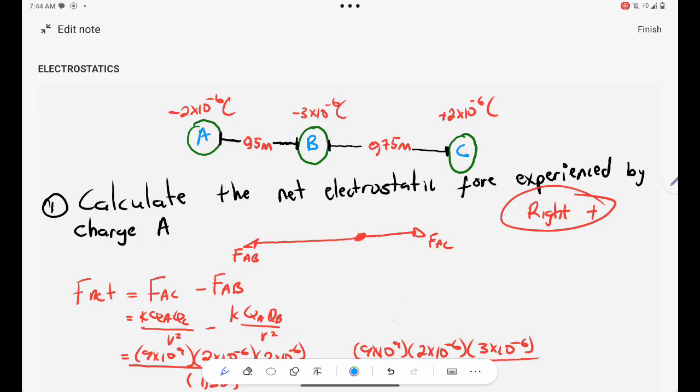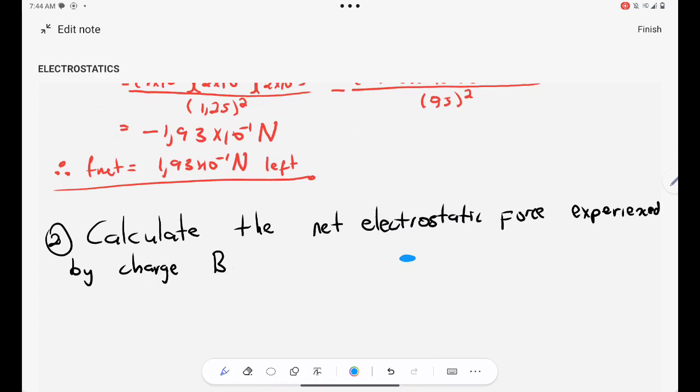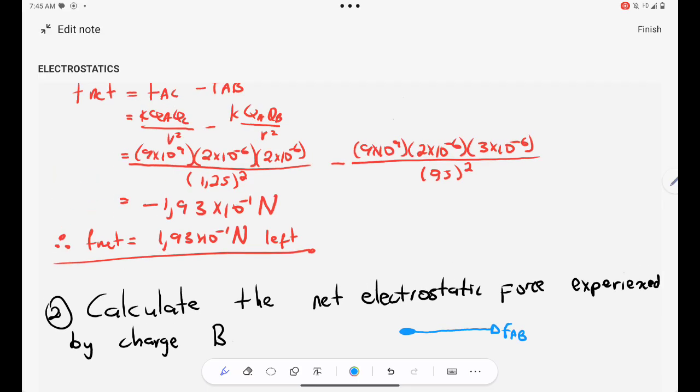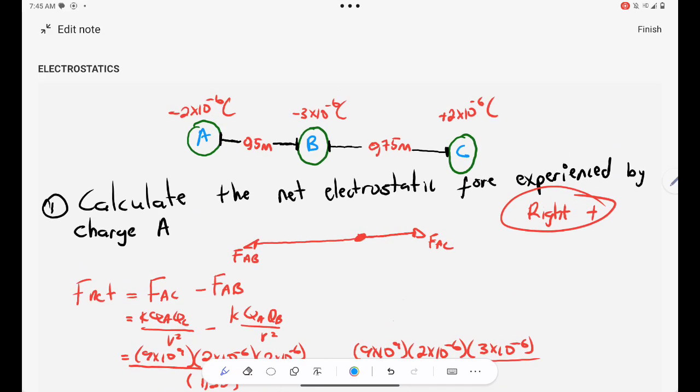Between charges A and B, we have a repulsive force. Why? Because both of the charges are negative. So basically, charge B will be pushed away by charge A. This is the electrostatic force that exists between charges A and B. Are you together? Now let me check the behavior of B as a result of charge C.